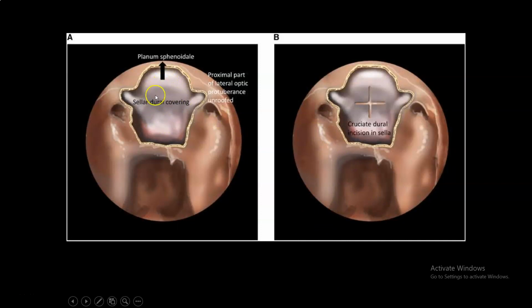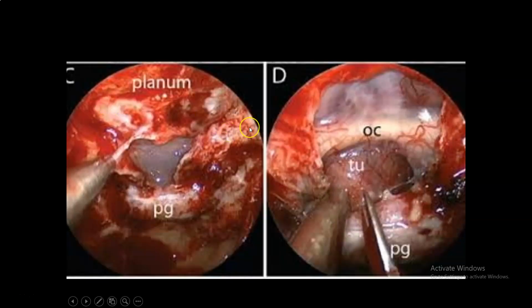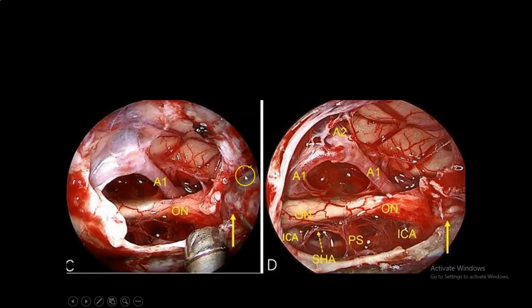You remove the bone in front of the pituitary gland in the planum. You open the bone, you leave the gland in place, you will find the optic chiasm, and you'll find the tumor. And if you remove the tumor, you'll find this picture. If you remove a tuberculum sellae meningioma, you will end by finding optic nerve, optic chiasm, pituitary stalk, carotids from either side, the anterior cerebral above the optic nerve, A1, and A2.